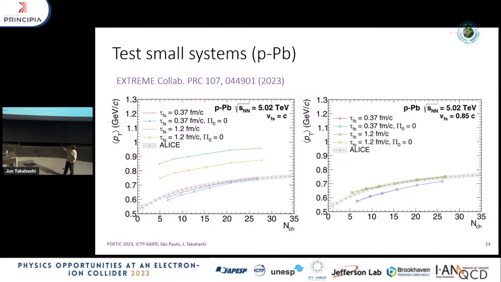So you see the difference between the green and the orange curve here, and this artificial bulk pressure creates this huge difference in the mean pT of the particle. So now we are working on a new pre-equilibrium code. We're solving some equations to have a new kinetic theory that does not make use of conformal symmetry. But we don't have that yet.